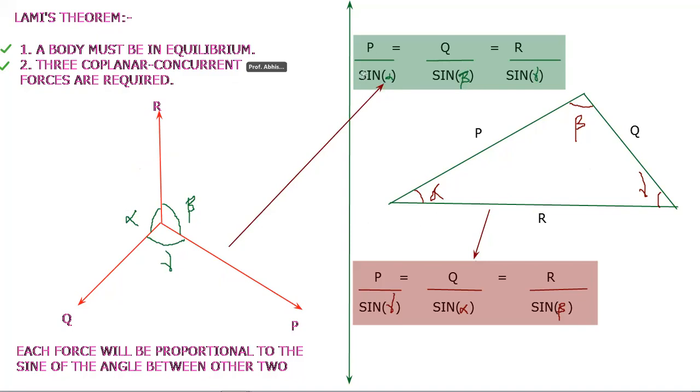Once again, I will tell you this equation: P divided by sine of alpha, that is, the force divided by the sine of its opposite angle, then Q divided by sine of beta, which is the opposite angle, then R divided by sine of gamma, which is the opposite angle. Okay, so let's move further. We'll solve some numericals. Here we'll try to solve one numerical.